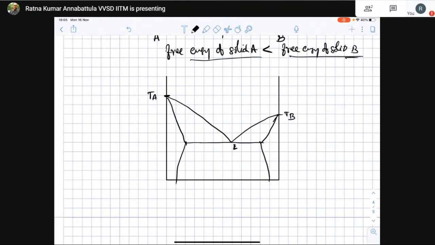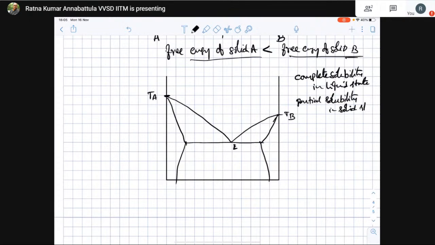What is this type 3 alloy? This is complete solubility in liquid state and partial solubility in solid state. Since there is partial solubility, you will form a solid solution. So this is liquid, and let us call this alpha, and this is called beta, and then this will be liquid plus alpha and liquid plus beta.